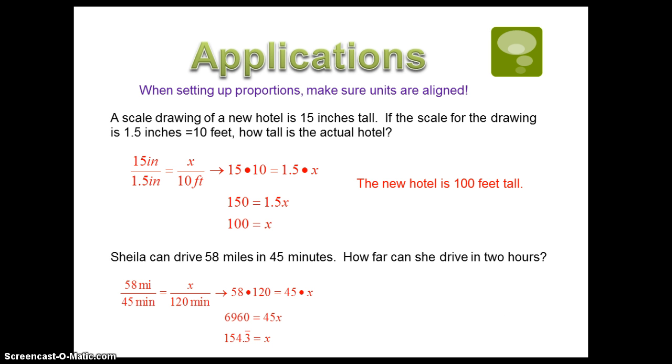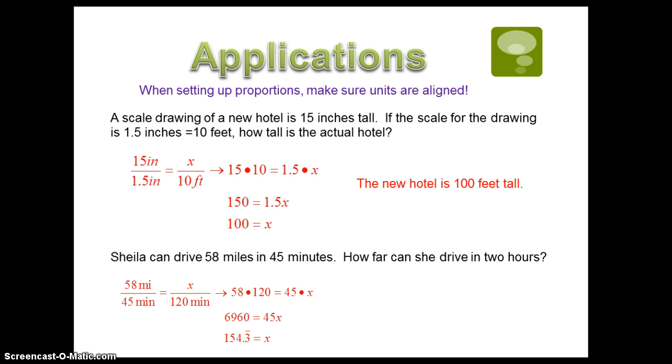So a proportion, 58 miles to 45 minutes, equals x miles to 120 minutes. Now there's two things you need to notice. One, we converted the 2 hours to 120 minutes. We want to make sure minutes are used for both. And notice that the units, instead of vertically aligned, are horizontally aligned. So miles and miles are both on top, minutes are both on the bottom. This is the opposite of the first one we looked at.